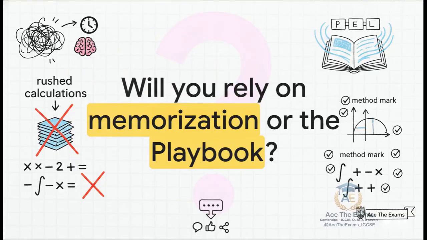So, as you sit down at your desk to tackle your very next past paper, how exactly will you proceed? Are you going to be like Alex or Sam? Will you rely on anxious rote memorization and incredibly rushed calculations, just closing your eyes and hoping the numbers magically fall into place? Or will you cast the right spell? Will you execute the examiner's playbook, applying rigorous structural frameworks, evaluating your logical steps, and systematically securing every single method mark available? The choice is entirely in your hands.